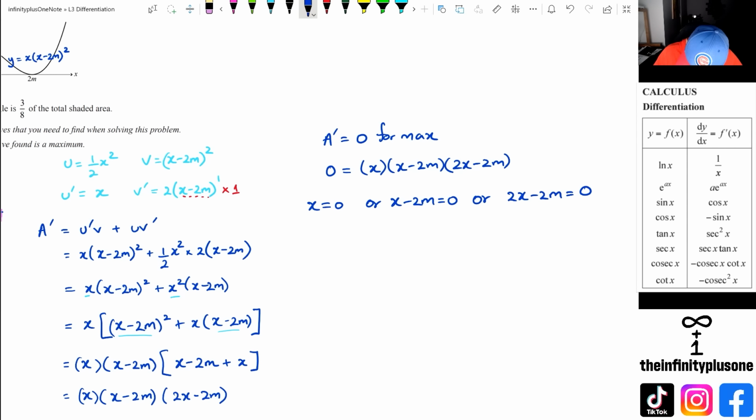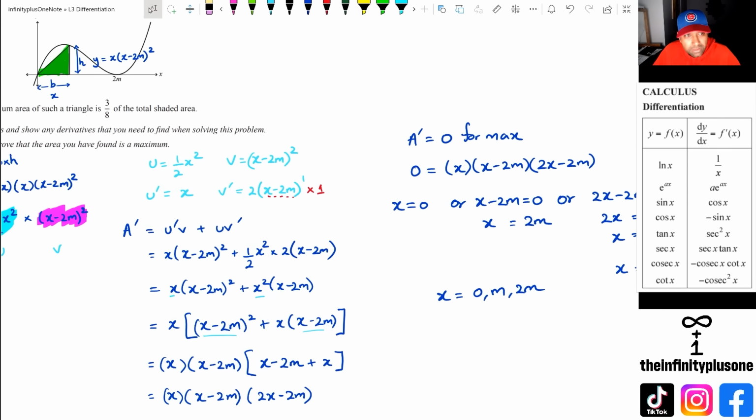The first one I don't really have to worry too much about. For the second one, I've got x equals 2m. And for the third one, I've got 2x is equal to 2m, and then x is equal to 2m divided by 2, not 2x, sorry. So then x is equal to m. So I've got 3 values here: x equals 0, x equals m, or x equals 2m.